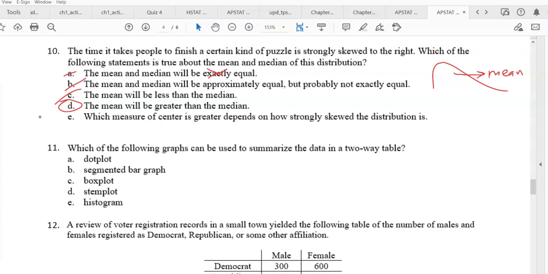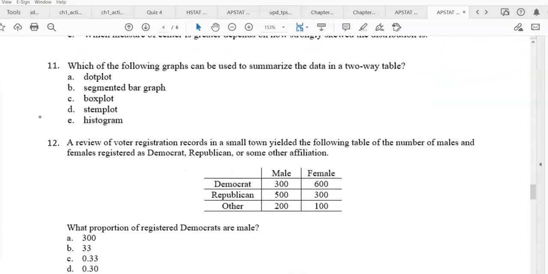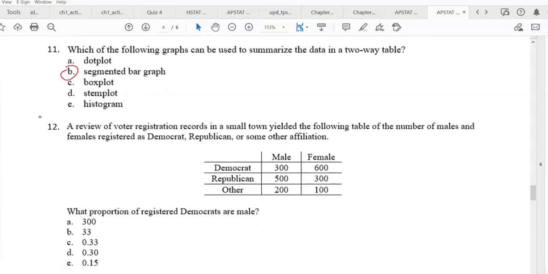I don't think so. Okay, which of the following graphs can be used to summarize the data in a two-way table? So a two-way table has two categorical variables. When you have two categorical variables, you're not using dot plots, box plots, stem plots, or histograms. You're using a bar graph, right? In this case, a side-by-side bar graph or a segmented bar graph are both okay for that kind of data. And of the choices, that would be the thing.